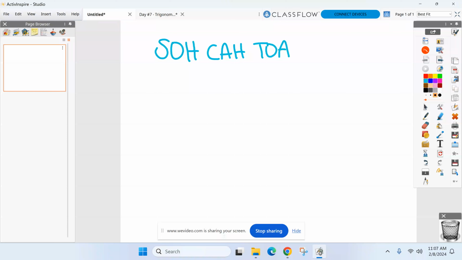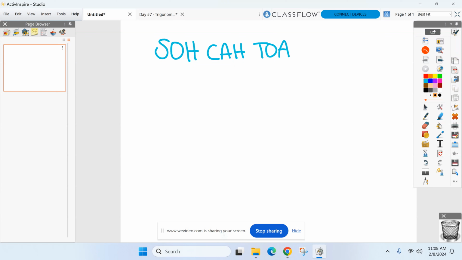That was Pocahontas' brother's name, Sohcahtoa. Luckily for us, if you can spell his name, you'll know the ratios. Here's how. The S in his name stands for sine. Guess what the O stands for? What have we been talking about that starts with O? Opposite over H for hypotenuse. Look at that. Sine equals opposite over hypotenuse.